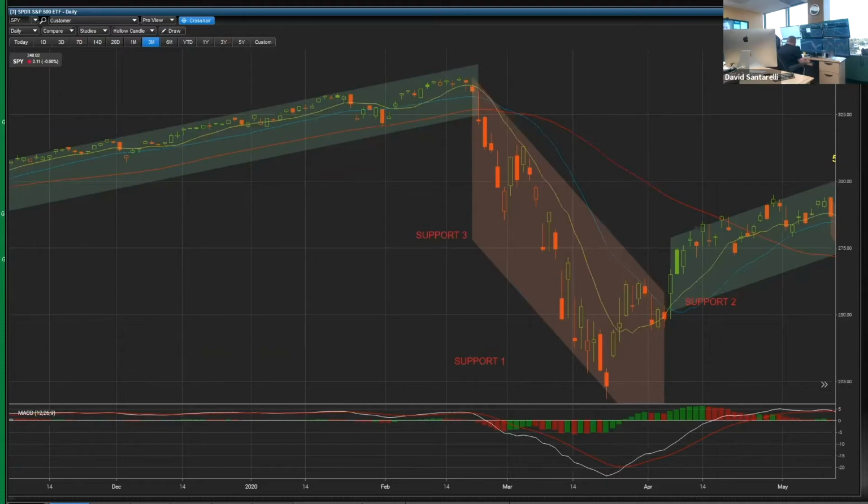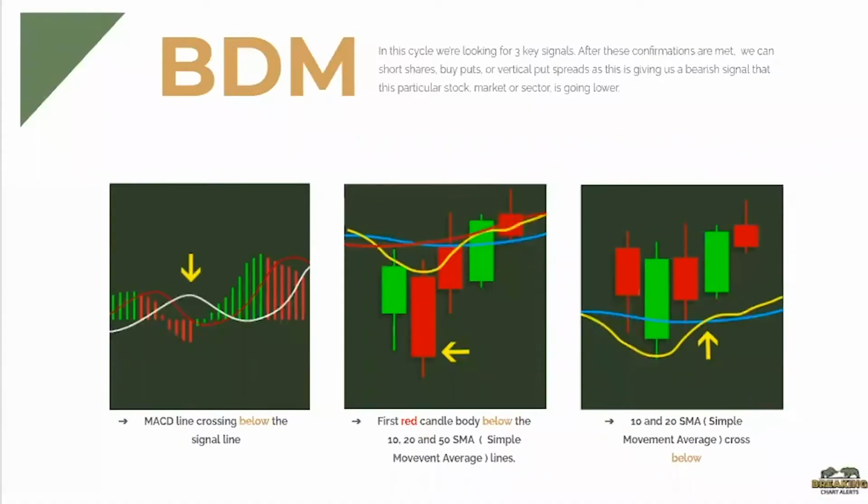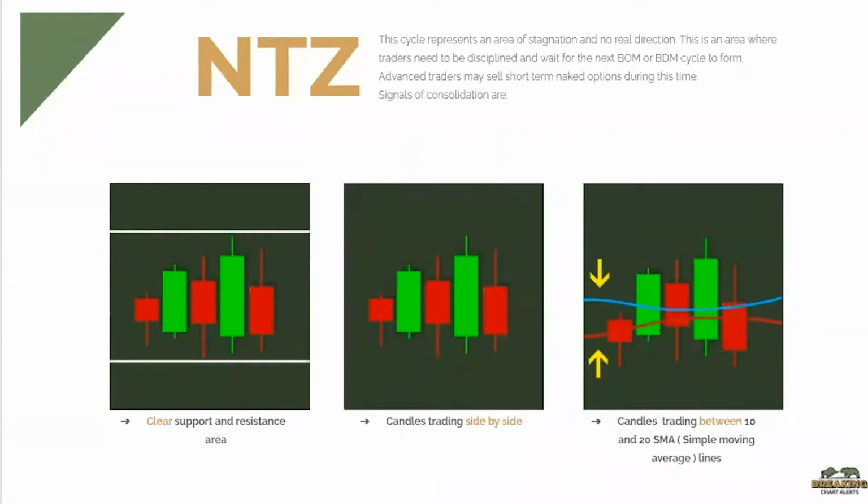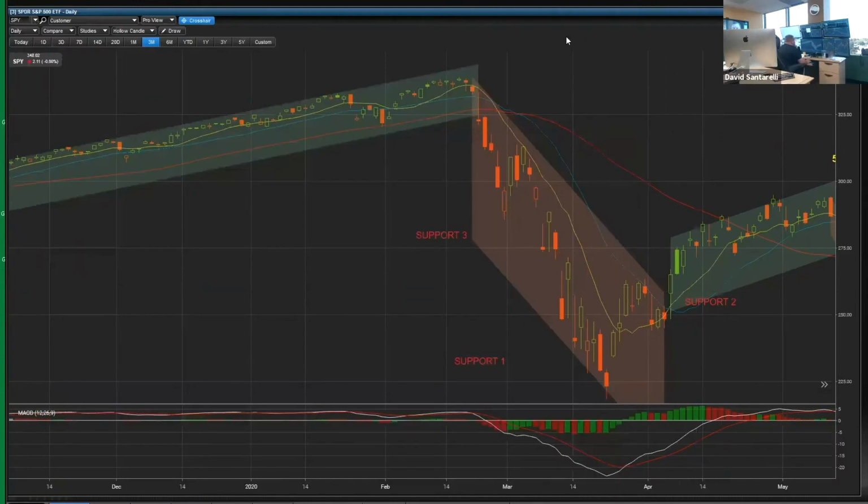Now, you guys know we just went over this, right? What's the no trade zone? No trade zone is when candles are trading between that 10 and 20-day simple moving average, or the candles trading side by side and there's clear support and resistance. So now if we go back over here, where's that 10/20 SMA? You see this blue line right here. This is the 20 SMA, right?